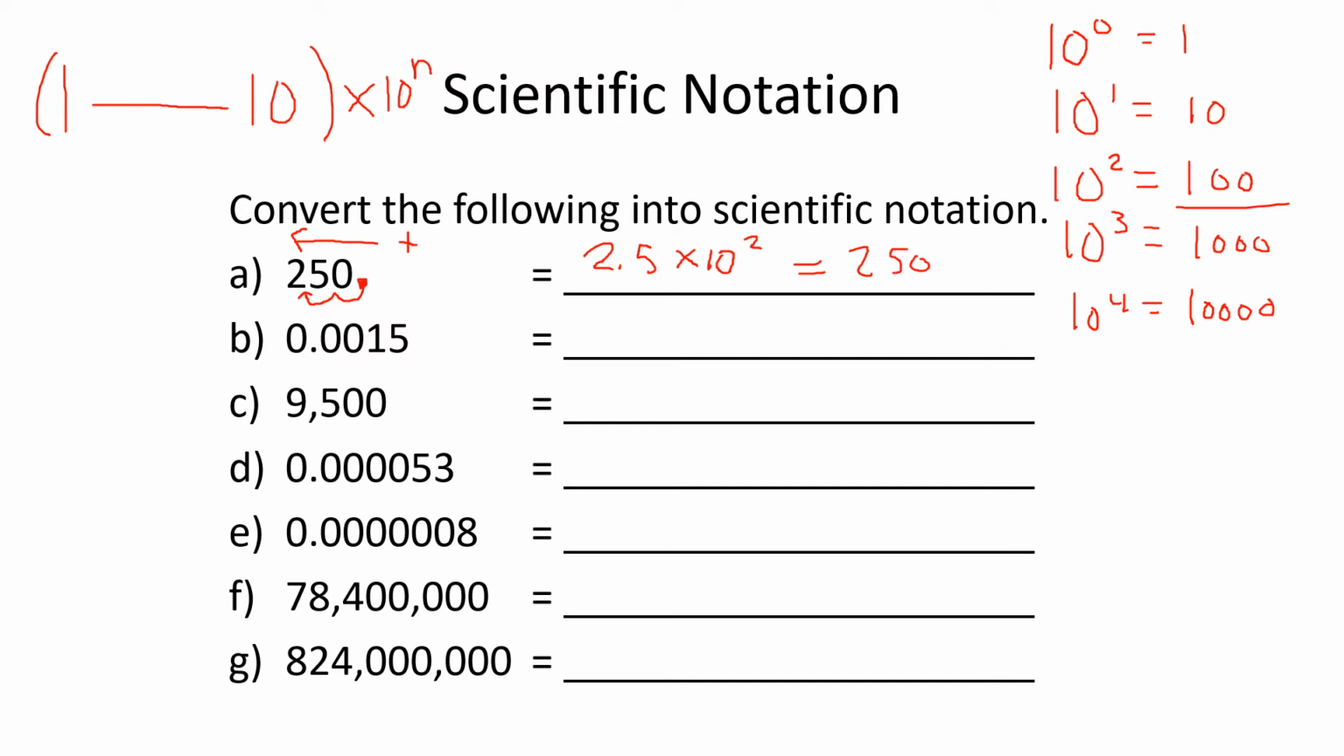So for B, I want this decimal place now 1, 2, 3 places, but I'm going this way, so it's going to be a negative exponent. The number between 1 and 10 is 1.5 times 10 to the 1, 2, 3, negative 3. 10 to the negative 3.